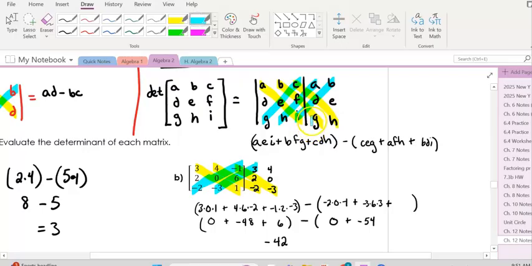And then 1 times 2 times 4, which is going to be 8. And so that number, negative 54 plus 8, is negative 46. You are subtracting them. So negative 42 minus negative 46 ends up being 4. And that's the determinant of that matrix.